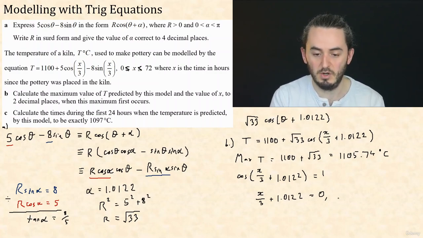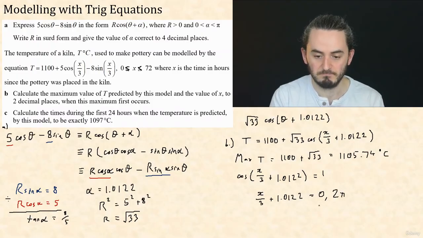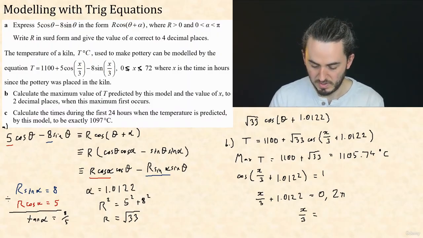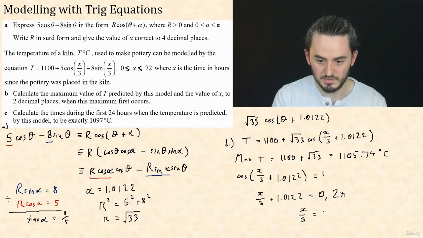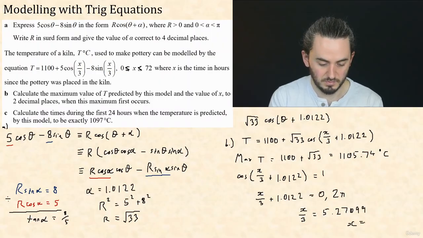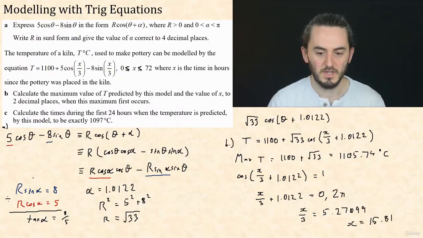So I'll take the next time that cos of some stuff is 1. We're in radians here, that's 2 pi later, so 2 pi. All right, so I'll use this 2 pi there. I get x over 3 equals 2 pi minus 1.0122, which is 5.27099. And that means that x, when I multiply through by 3 and round to 2 decimal places, is 15.81 hours.